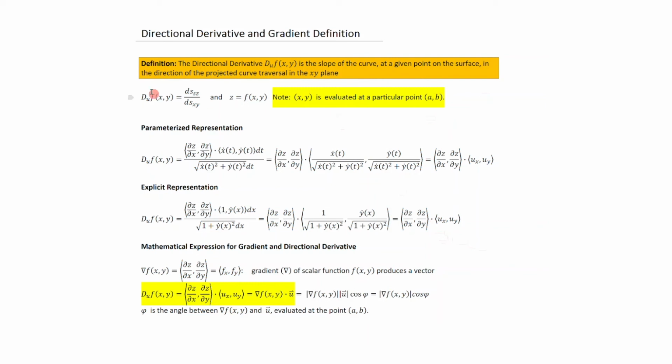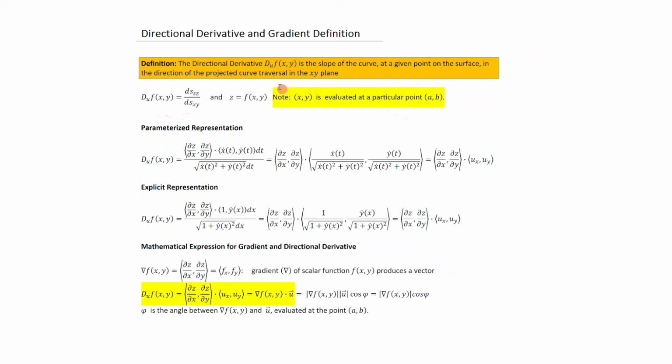So looking at the previous slide, this is the directional derivative. It's a slope. So this slope is evaluated at some point on the surface. The denominator basically is the direction in the xy plane along the direction of traversal. This is a differential length. And this is the change in height that you see basically going along that path. So the ratio of those two is the slope at a given point on the surface in a given direction. Okay? And it's evaluated at a point (a, b).